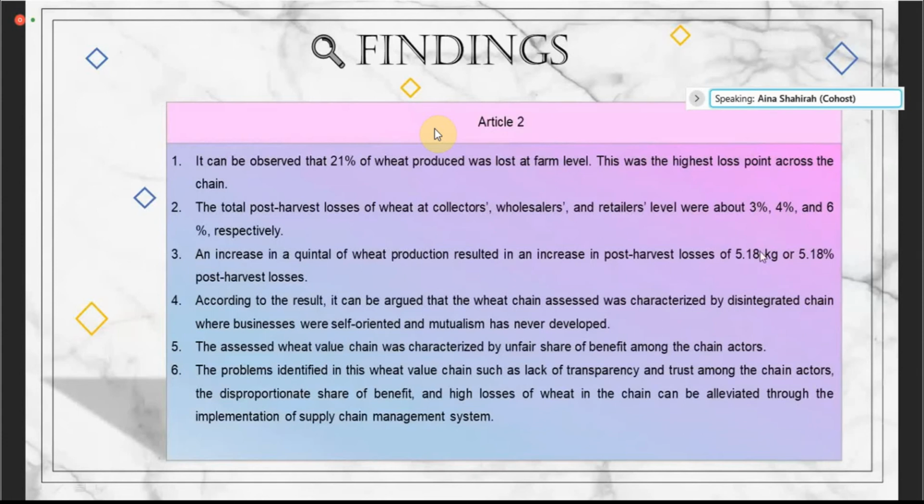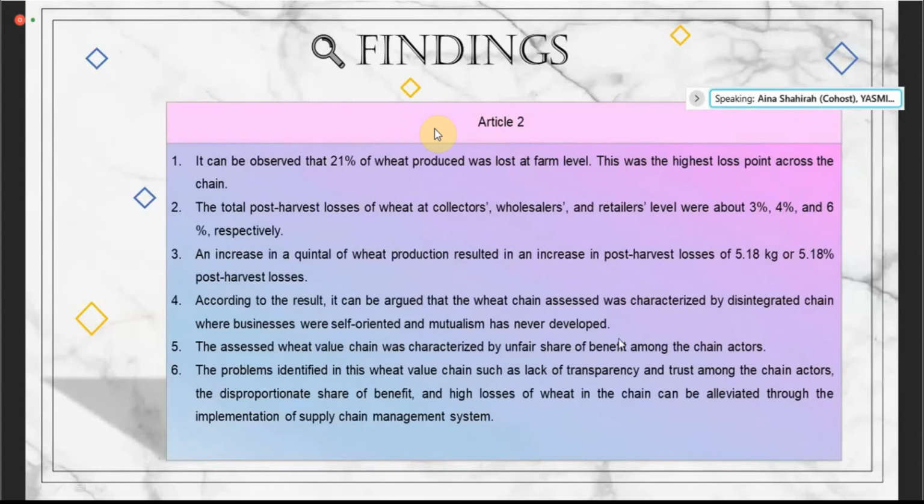1% of wheat produce was lost at farm level. This was the highest loss point across the chain. The total post-harvest losses of wheat at collectors, wholesalers and retailers level were about 3%, 4% and 6% respectively. An increase in the quantum of wheat production resulted in an increase in post-harvest losses of 5.18 kg or 5.18% post-harvest losses.